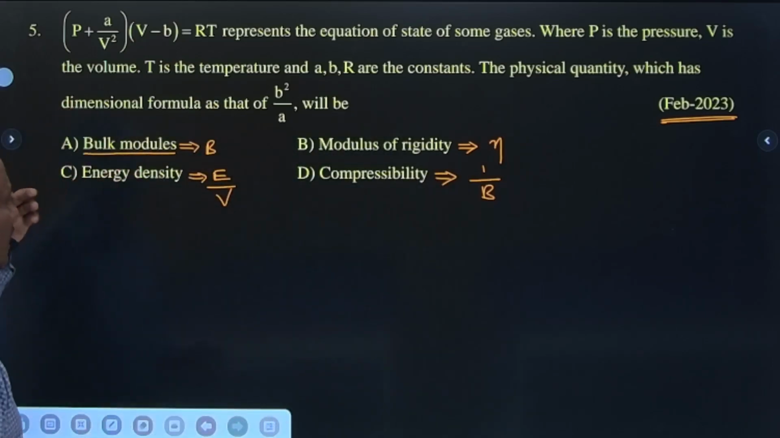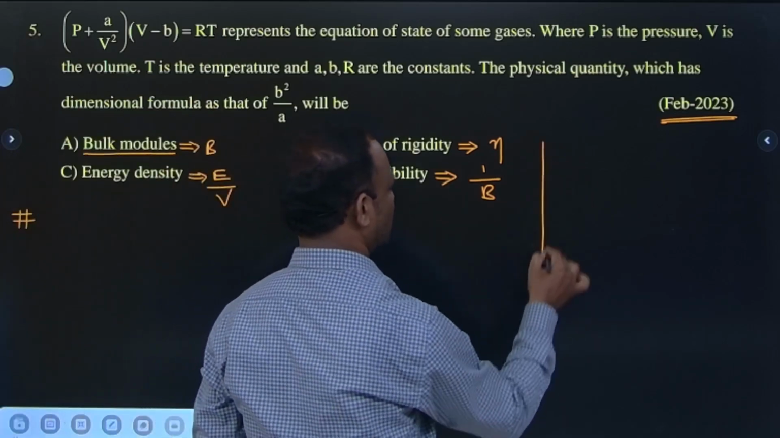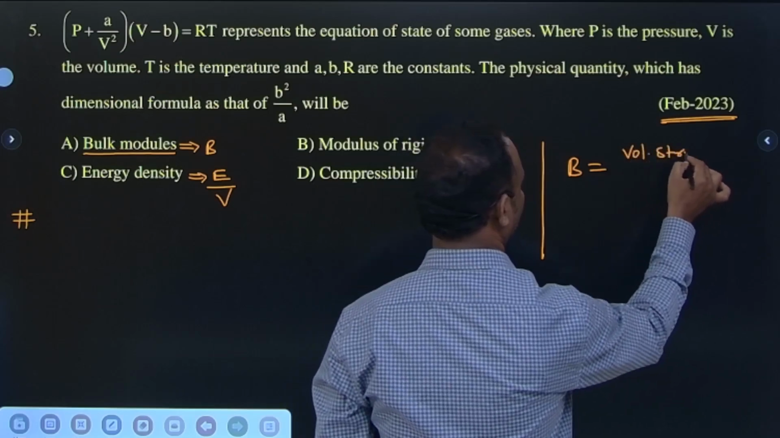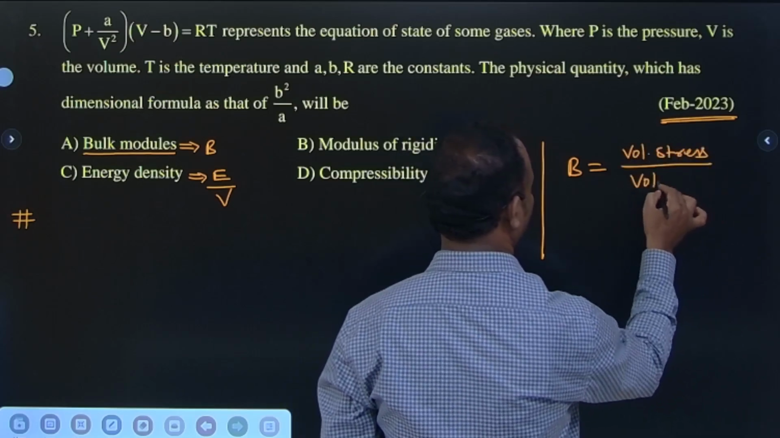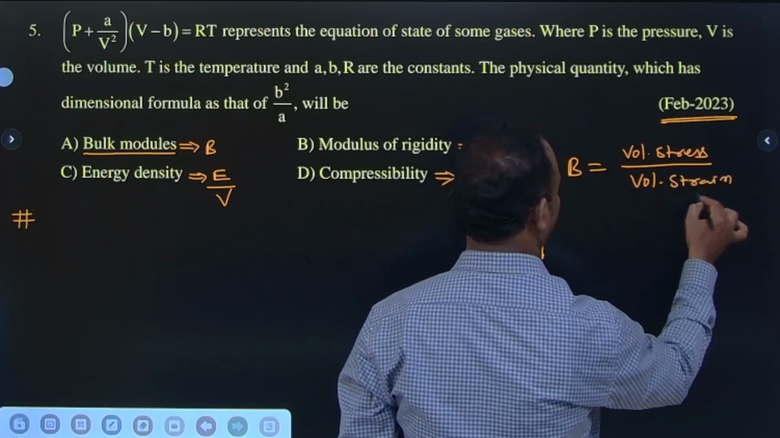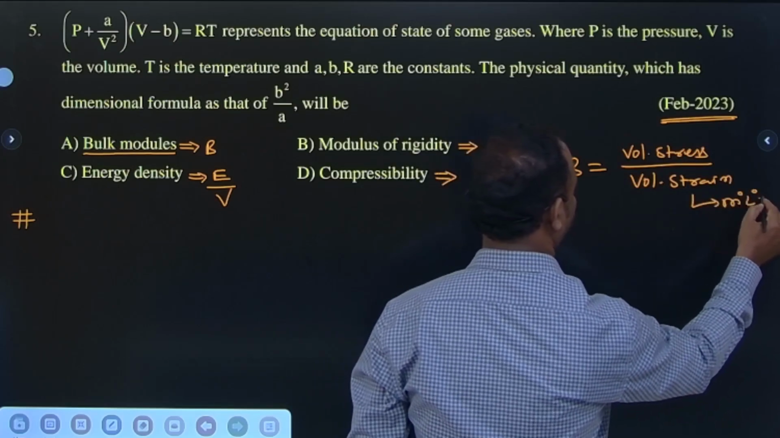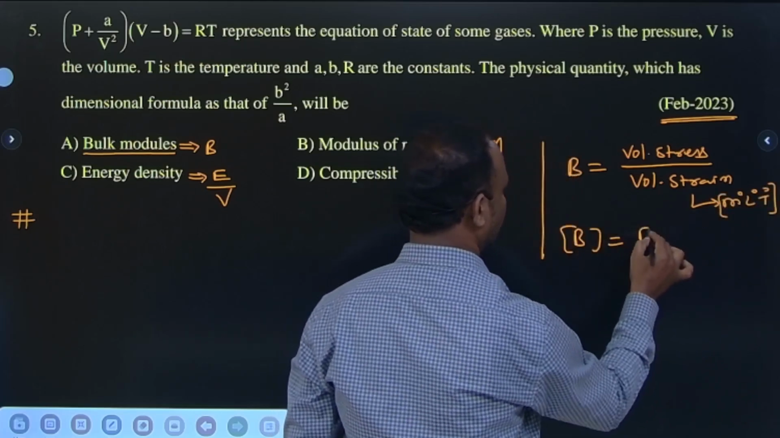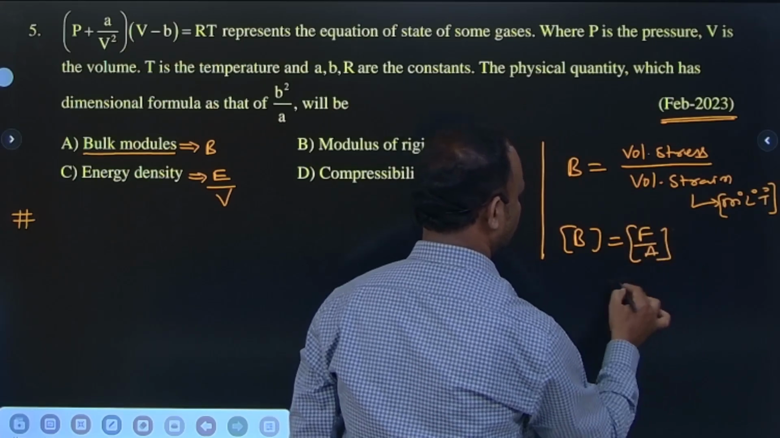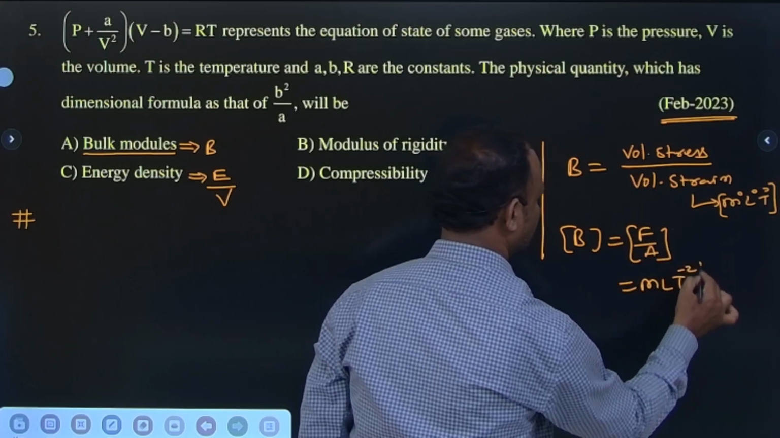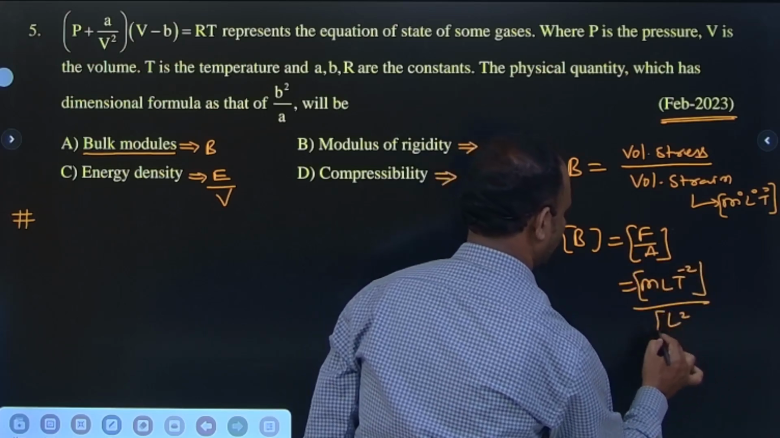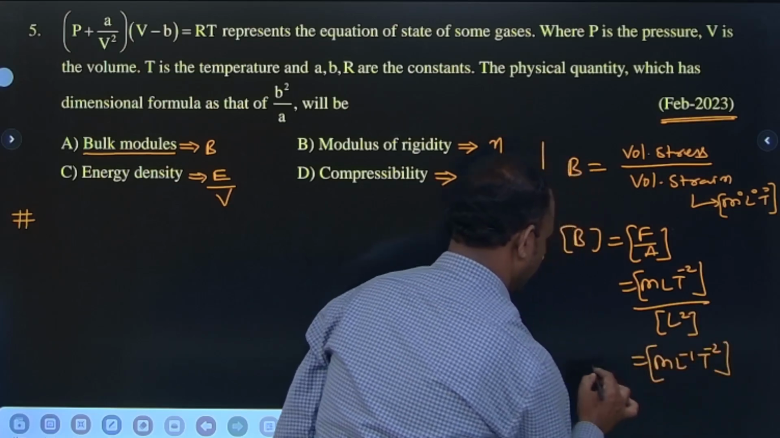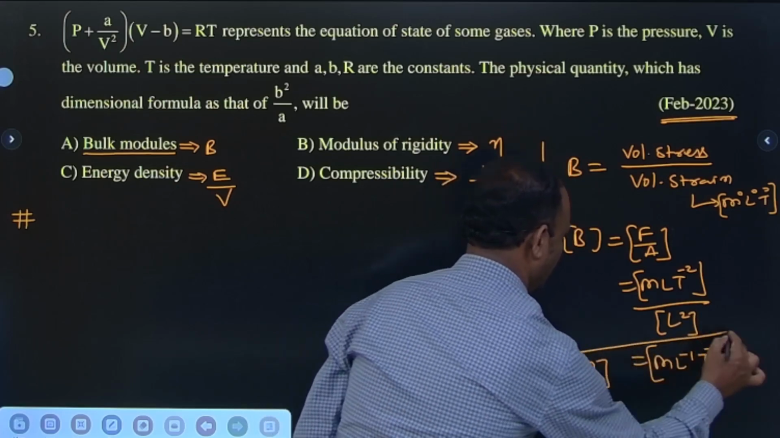First, I should know the bulk modulus dimensional formula. Bulk modulus is volume stress by volume strain. Volume strain has no dimensional formula, M⁰L⁰T⁰. So the bulk modulus dimensional formula is F by A. F is MLT⁻², divided by A, which is L². This gives ML⁻¹T⁻² as the dimensional formula of bulk modulus.